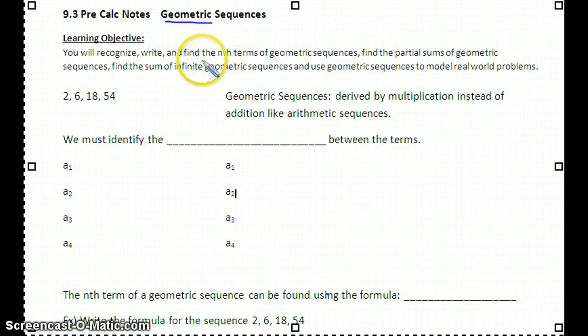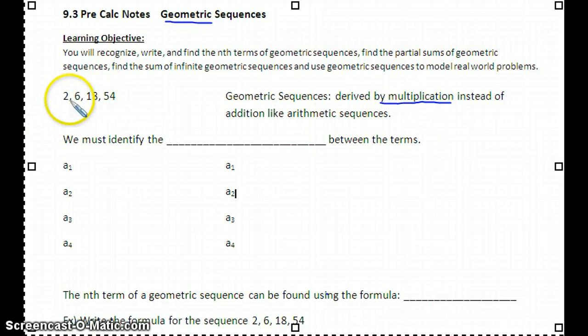You'll notice in our last video we talked about arithmetic, where we would have to add a common difference to get to the next term. For geometric, we're going to be multiplying by the same number to get to the next term in our sequence. So we're going to be using multiplication.